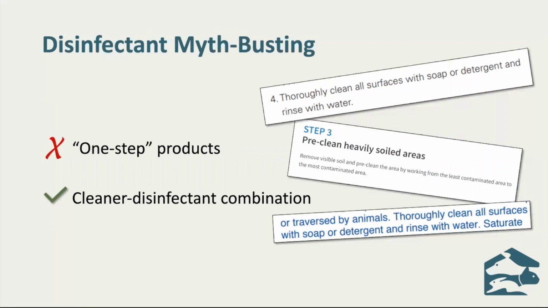One common misconception is that there is something called a one-step product. There really is no such thing as a one-step product. There are cleaner disinfectant combinations. So what that means is that if your goal is to actually disinfect an enclosure or a surface, killing the majority of pathogens that are there, you actually have to do a pre-cleaning step followed by a disinfectant step. And you may be able to use that combination product to do both of those steps, but both steps are important and they have to occur in that order.